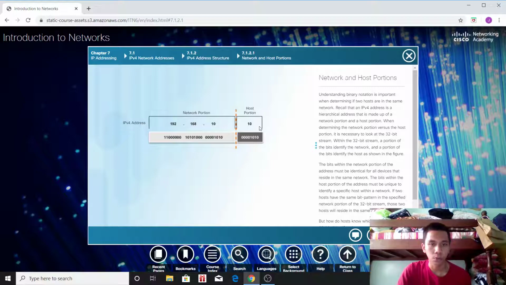So the host portion is 10. Here is the network portion of the IPv4 address, then the host portion is 10. The binary is 00001010, so a total of 10, because 1, 2, 4, 8, just 8 plus 2 is equal to 10.